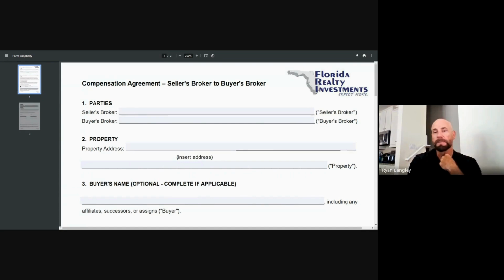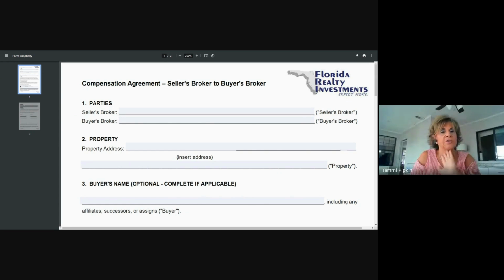Tammy. So if you were told by the listing agent that they're paying 2.5% and they didn't send you this, couldn't you just fill this out yourself and send it to them as well with all the information on it and they just sign it too?